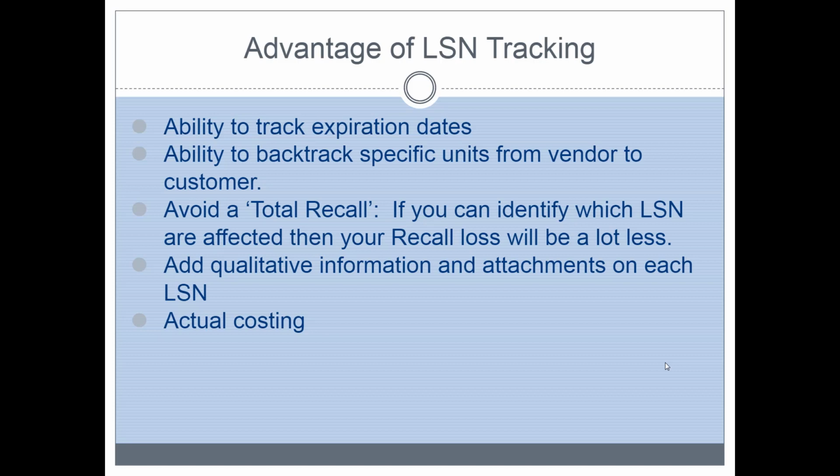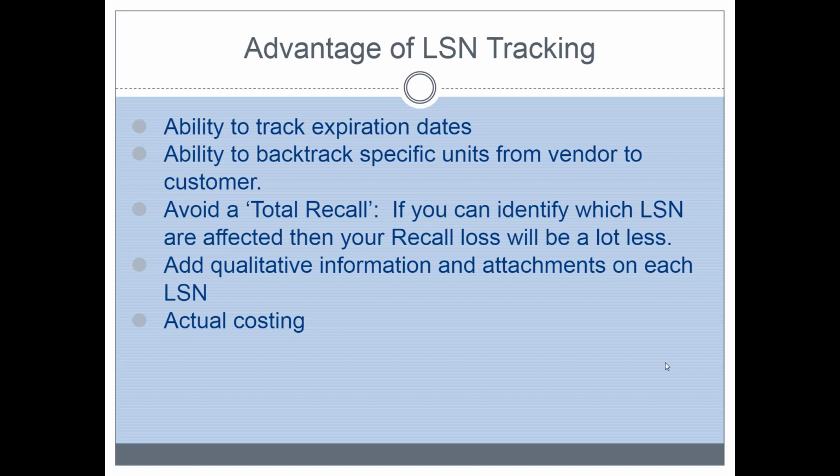Because we have that unique identifier for the item, if a customer asks what happened with this serial number or lot number, we can backtrack it, even if it's used as an ingredient in a work order, from the customer all the way back ultimately to the vendor. So that's very important.